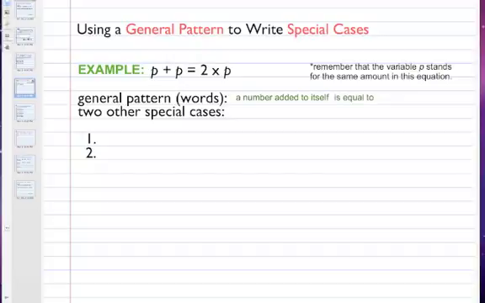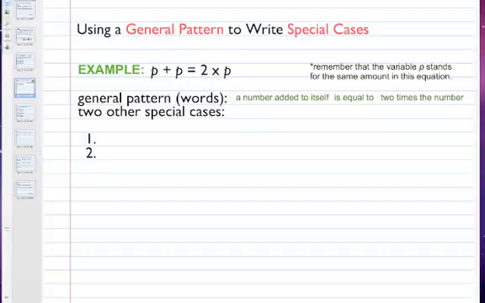Then for the equals part, it's just simply is equal to. Then looking to the right side of the equal sign, I have 2 times p. So that's 2 times the number. So in words, this general pattern is a number added to itself is equal to 2 times the number. Looking at it in 3 sections, what's to the left of the equal sign, and then what's to the right, can sometimes make it a little more manageable to write it in words.